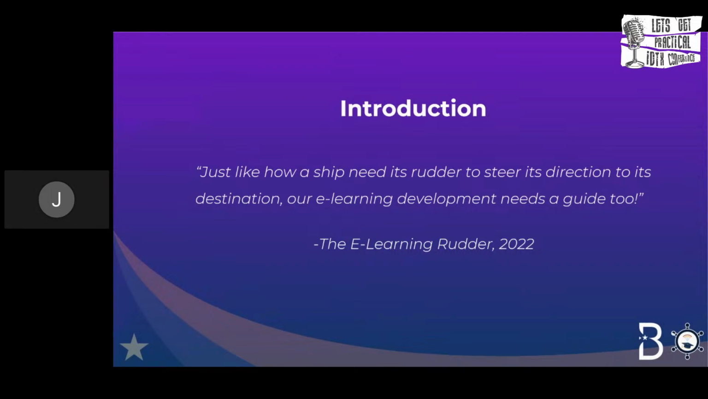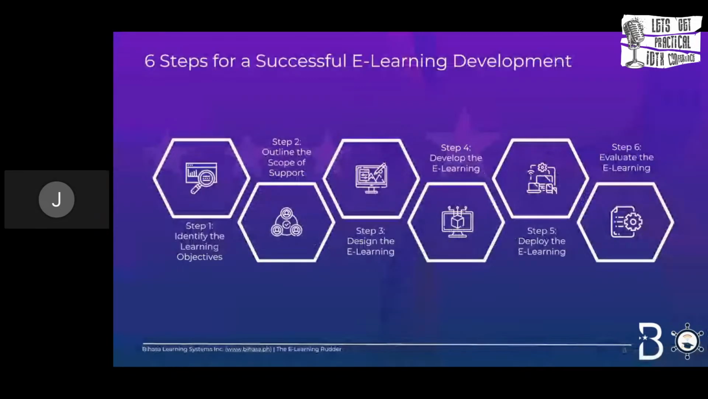And just an overview, I've actually outlined the 6 steps, and it's actually not rocket science. For experienced instructional designers and developers, definitely this is not something new. So I've started with step one: identify the learning objectives or learning outcomes. Step 4: develop the e-learning. Step 5: deploy the e-learning, and step 6: evaluate the e-learners. Definitely will be going deep dive onto each of them.